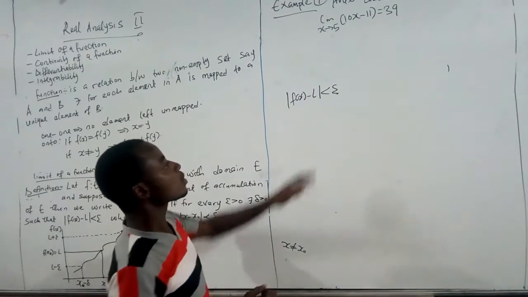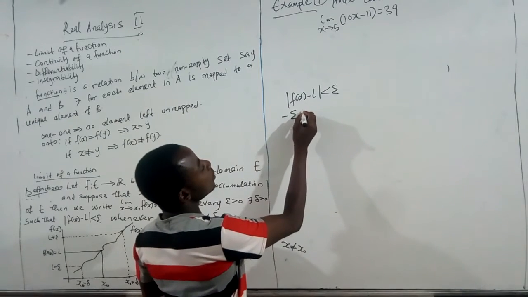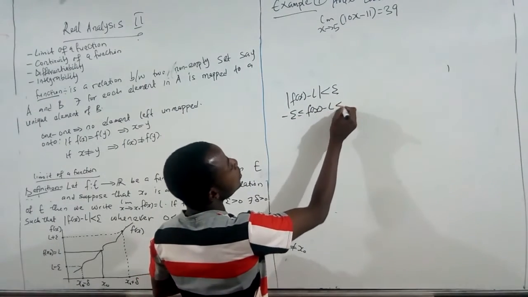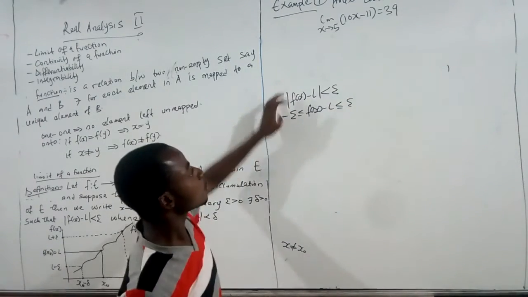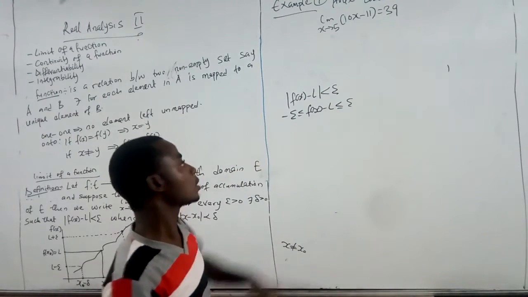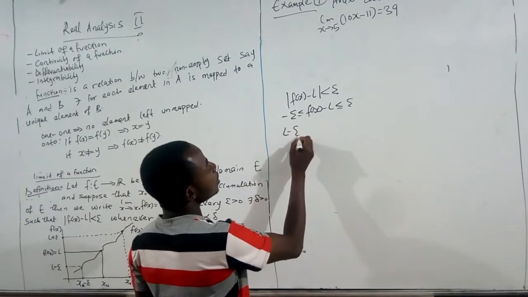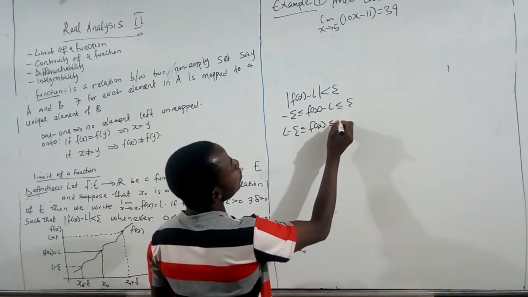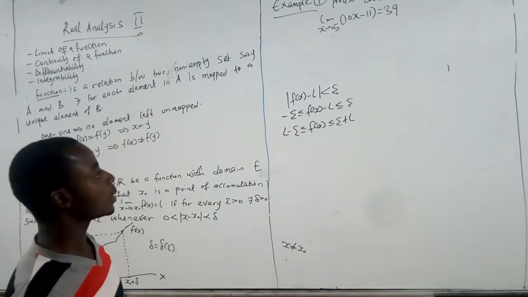So from here we can now say minus epsilon is less than or equal to f of x minus L, which is less than epsilon. So that is the negative of this, then we just remove the absolute value. Then we just add L throughout, which will be L minus epsilon, less than or equal to f of x, which is less than or equal to epsilon plus L. So I have it like this.